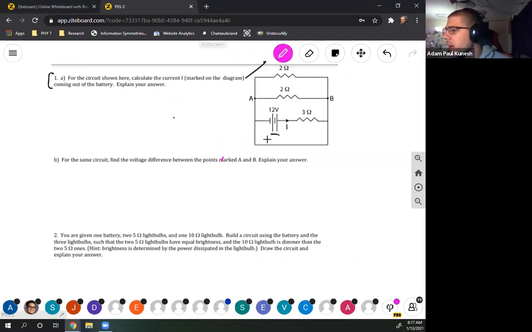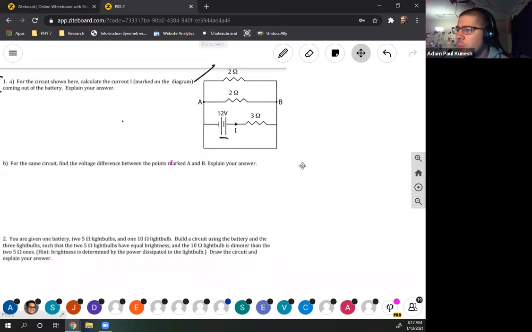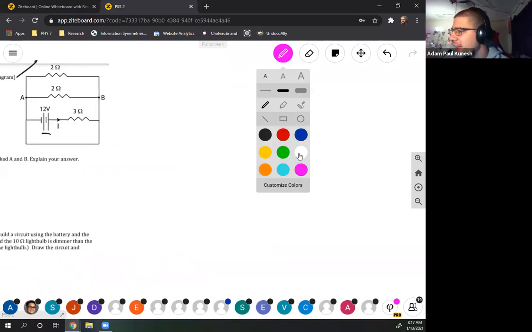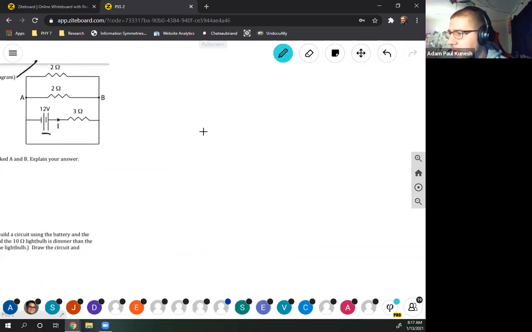Calculate the current coming out of the battery. Explain your answer. Okay, so I actually want to break this into 2 parts. I'm going to do a little bit of extra work over here. Let's say I want to imagine a slightly different circuit. This is not strictly this quiz, but let's imagine a slightly different circuit.